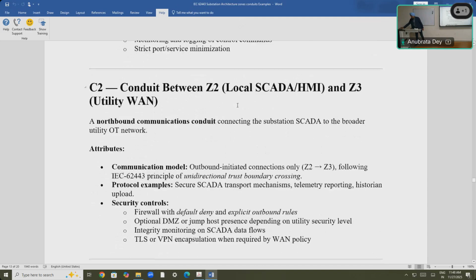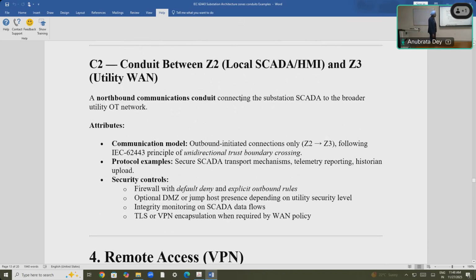Conduit 2 is between Zone 2 and Zone 3, utility WAN and local SCADA. It's a northbound conduit, which means going up from Zone 2. So the communication model is outbound-initiated connections only. For example, Zone 2 to Zone 3. That's it. Again, this is all based on IEC 62443. Unidirectional trust boundary crossing.